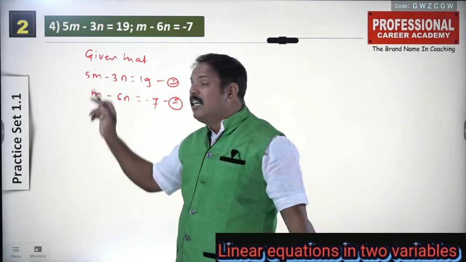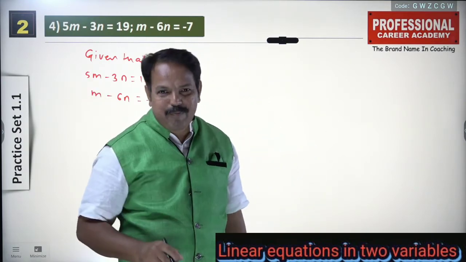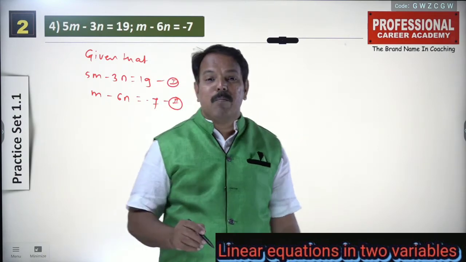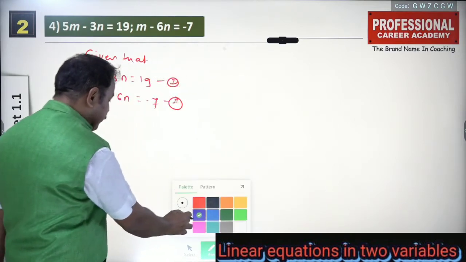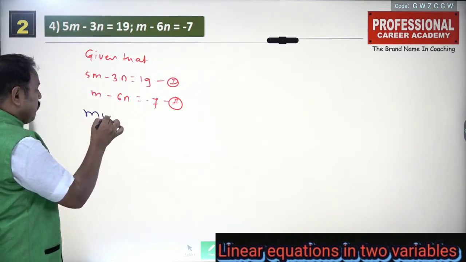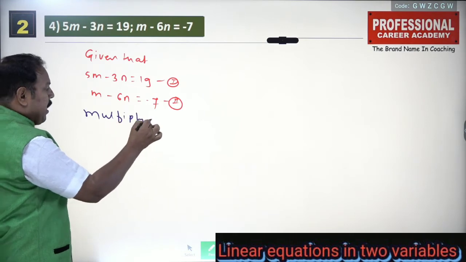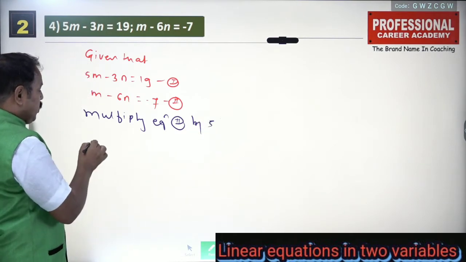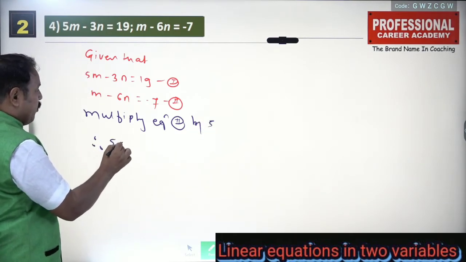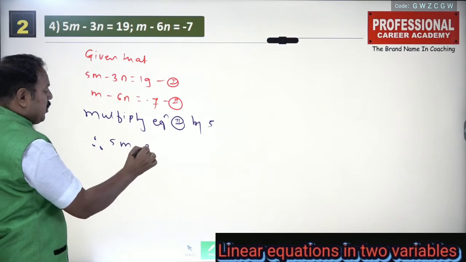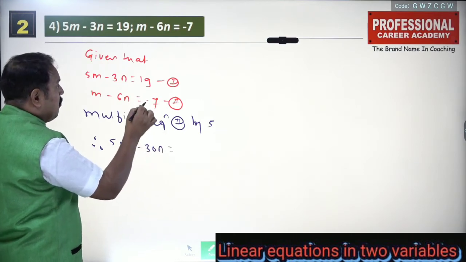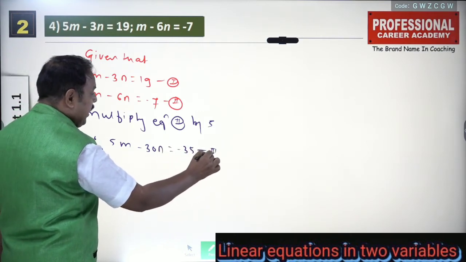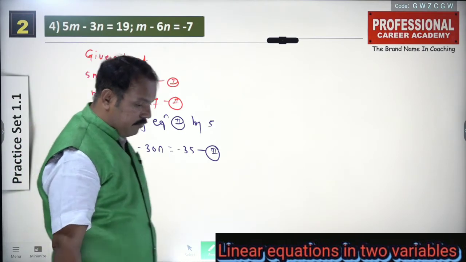Okay, so what will we do? We will equate the coefficient of m. Okay, how to equate? Multiply equation 2 by 5. See here. Look at this. Multiply equation 2 by 5. So therefore equation 2 becomes 5m minus 6 into 5 means 30n is equal to minus 7 into 5 means minus 35. We can say it is equation number 3. Right?